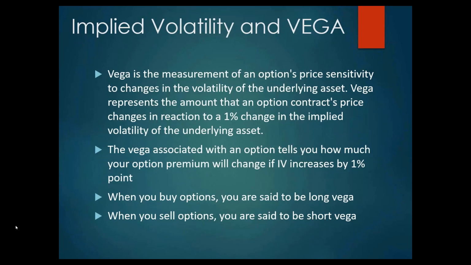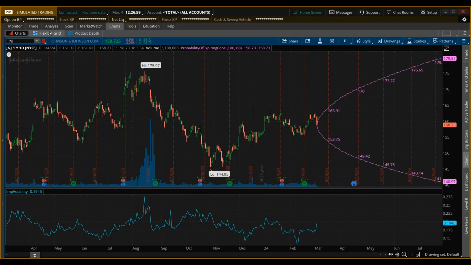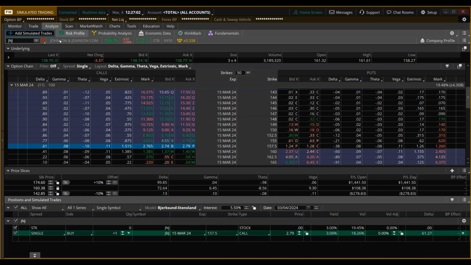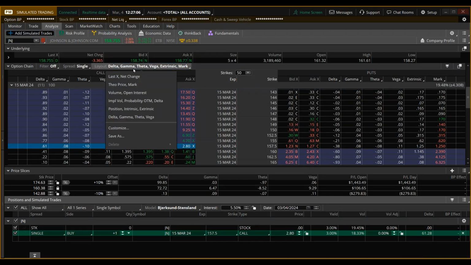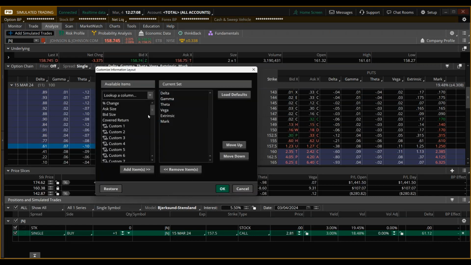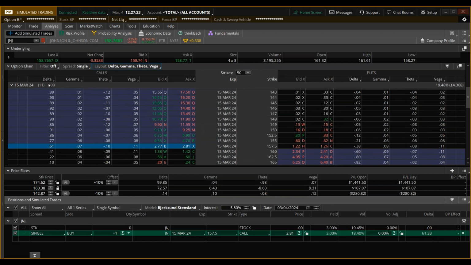Let's go back to that options chain and take a quick look. Here, let me get rid of a couple things and customize this to make it a little easier to read. We don't need extrinsic, we'll remove that item, and we don't need mark. We'll remove that item. Okay, so now we've got delta, gamma, theta, vega.